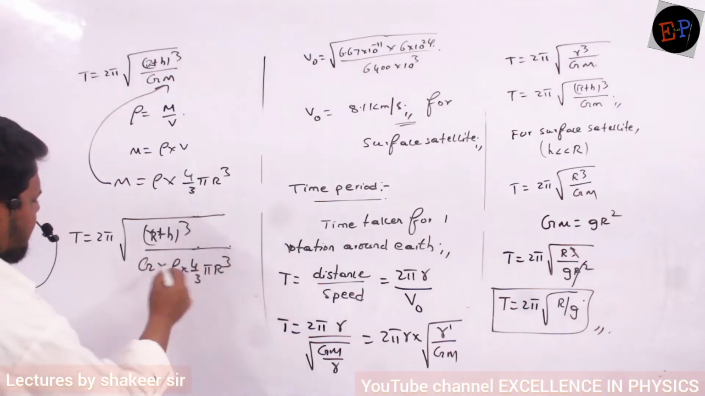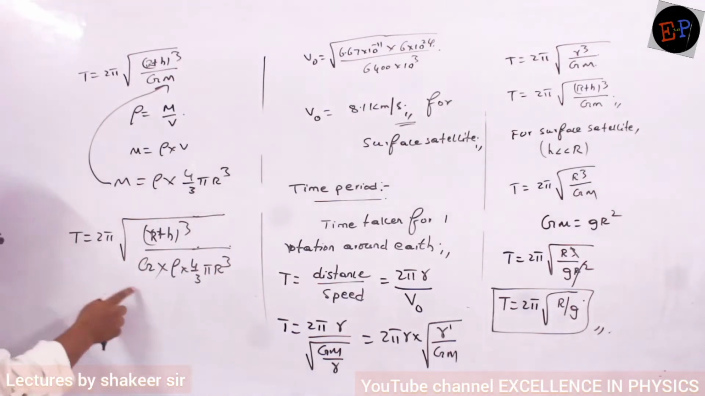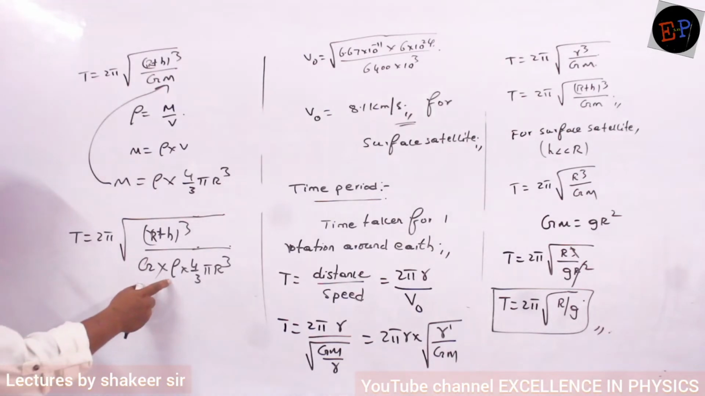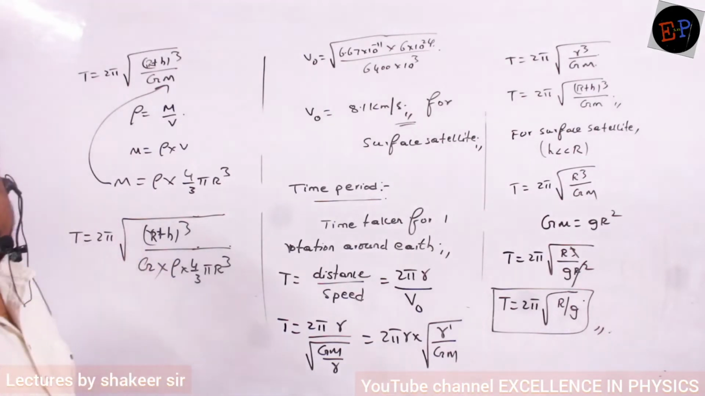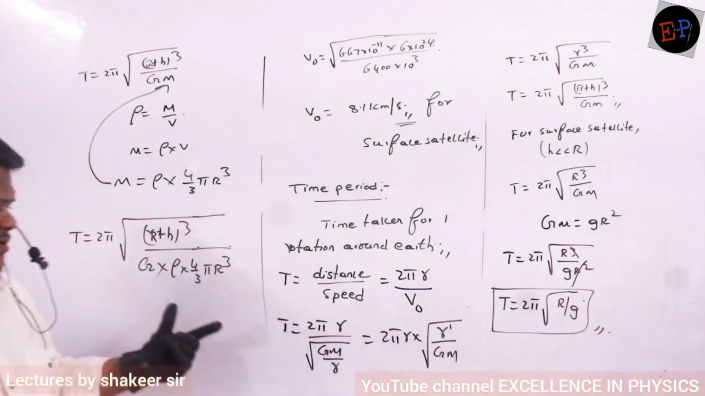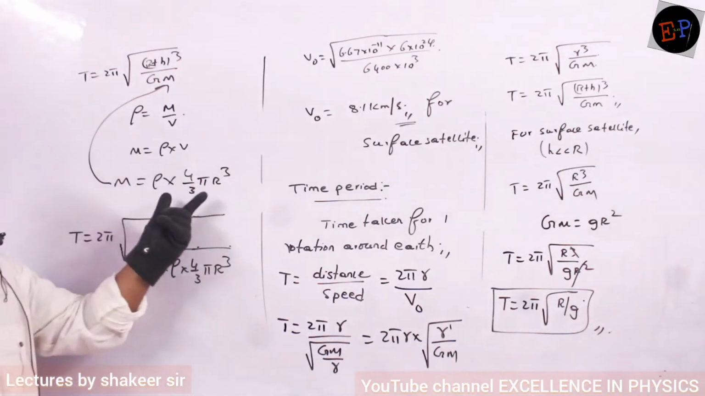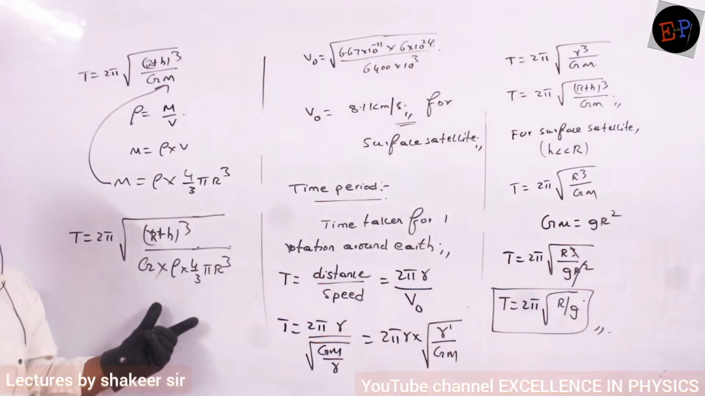So this is one method of calculating the time period if a question is given on density. Suppose the density of a particular planet is this much, then what will be the time period of oscillation of a satellite? Then you can use this equation. Just instead of mass, I am writing density into volume. That's all. Are you able to understand?